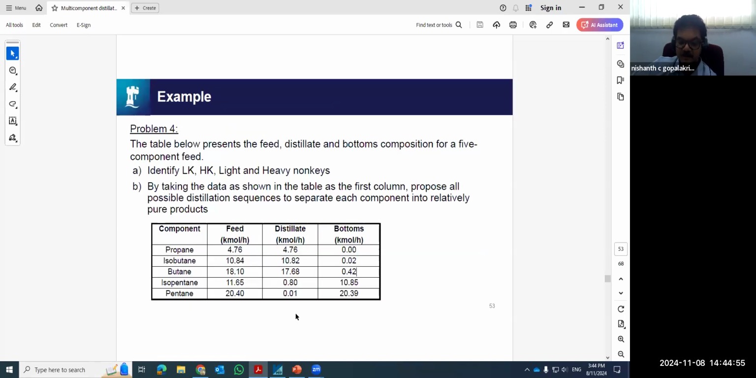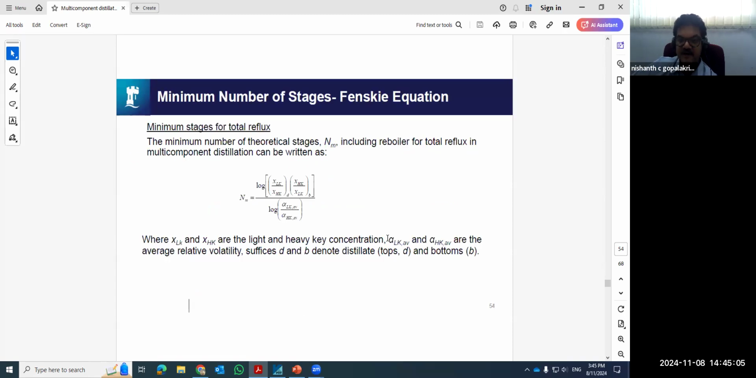Right. Now, in a distillation column design, the first target is to identify what's light key and heavy key. Once the key components are identified, the next step is we need to estimate the minimum number of stages that's necessary to get this separation done. For that, we use this equation called Fenske equation.